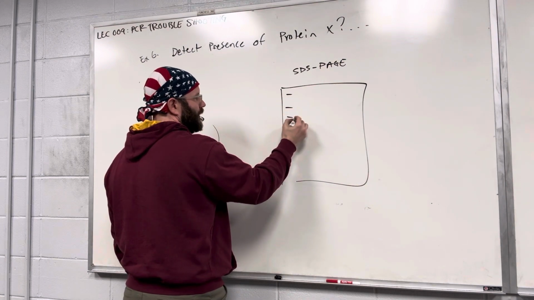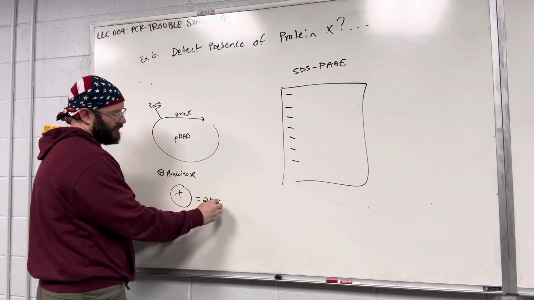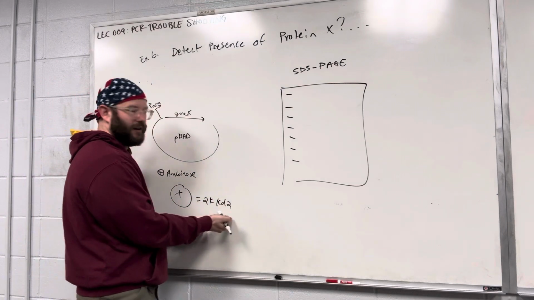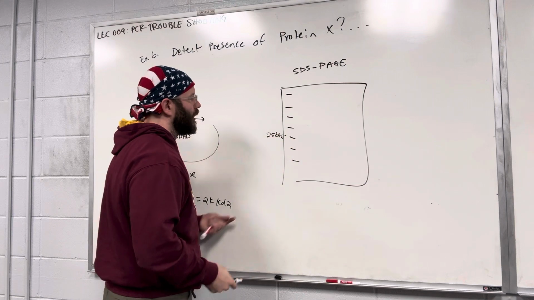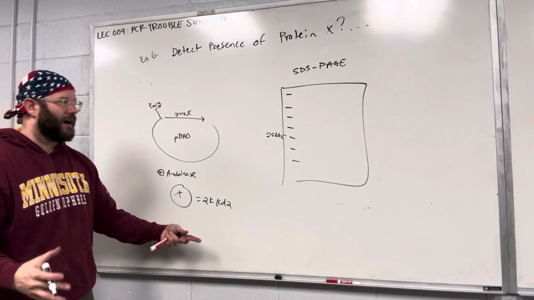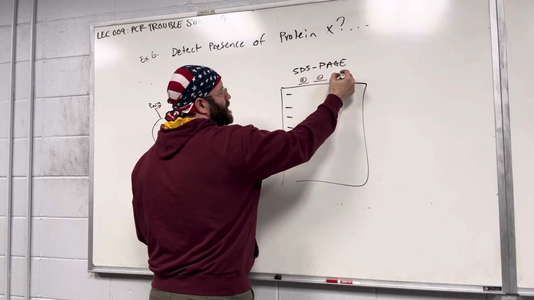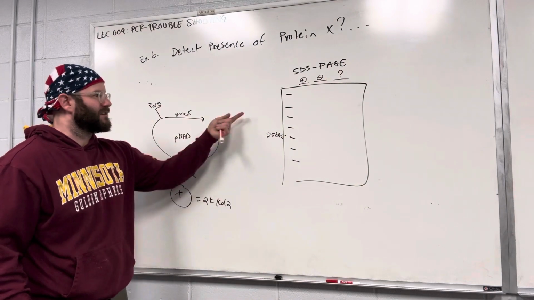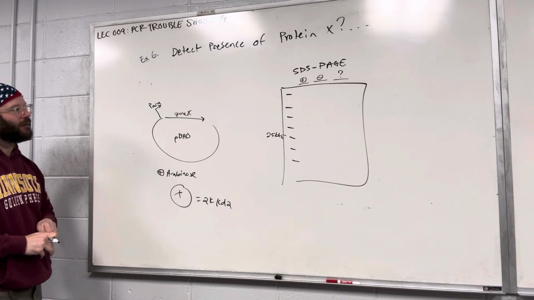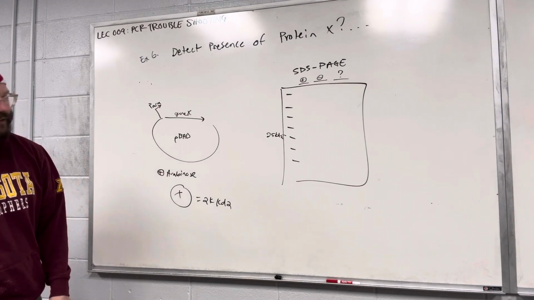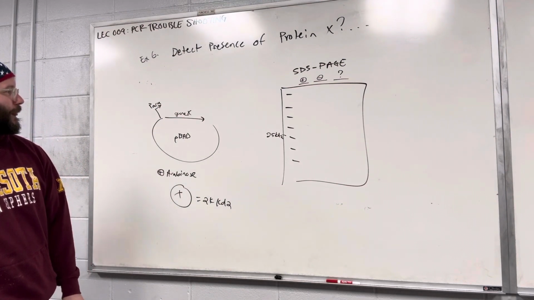Let's say here's our ladder. Let's say the size of protein X is 25 kilodaltons. It's kDa. That's a unit of size for proteins. So let's say here's our 25 kDa marker. We need a positive and a negative control. And then we have our test sample. What's going to be our positive control? Or what could we use as a positive control? Think outside the box. Any ideas?